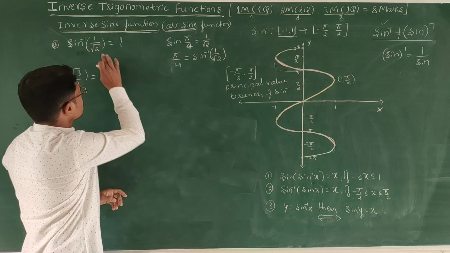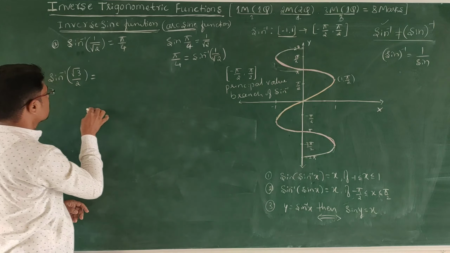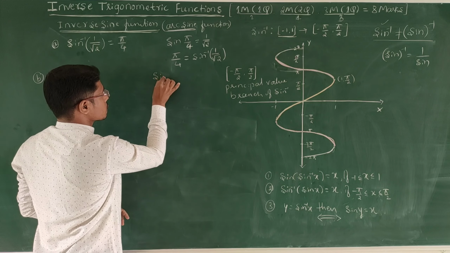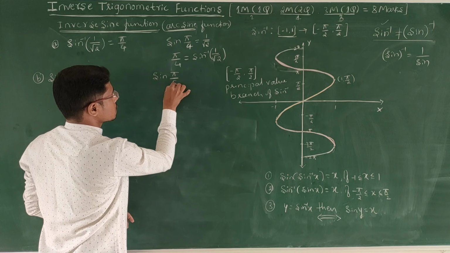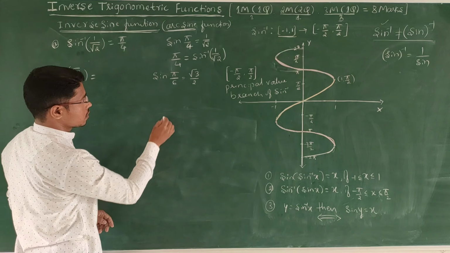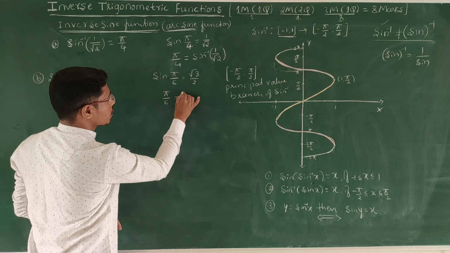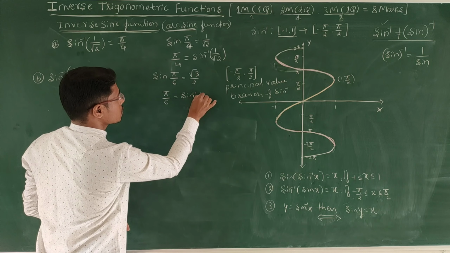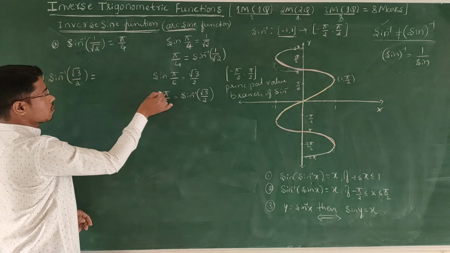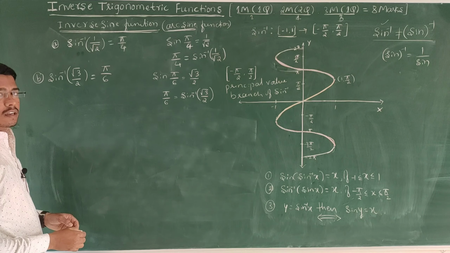Okay, so this is equal to pi divided by 4. Then come to sine inverse of root 3 by 2. So we know sine pi by 6 equal to root 3 by 2. Okay, so keep pi by 6 here, take sine to this side, it becomes sine inverse root 3 by 2. So sine inverse of root 3 by 2 equal to pi divided by 6, right?